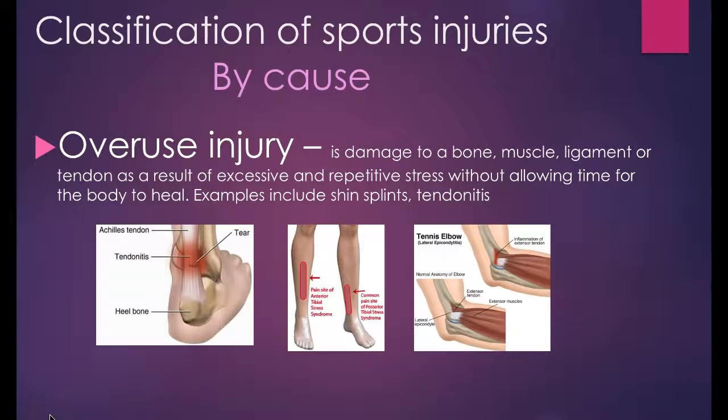Another way that we can classify sports injuries by their cause is an overuse injury. This is damage to a bone, muscle, ligament or tendon as a result of excessive and repetitive stress without allowing enough time for the body to heal. So this usually occurs in a repetitive motion, things like swimming, running, jumping, where an athlete is repeating that same motion, and this can cause issues with the bones or muscles, ligaments or tendons.